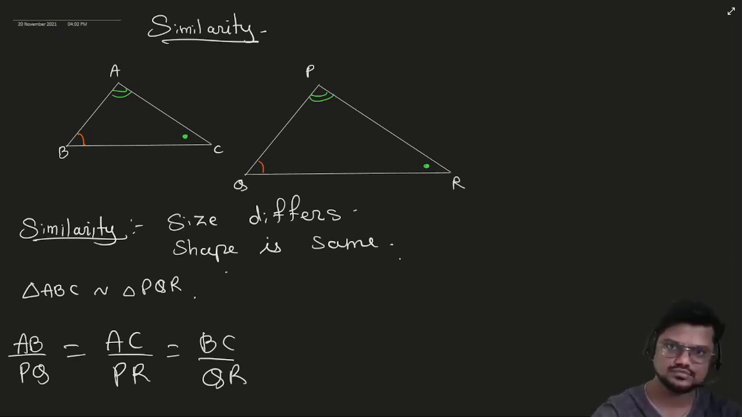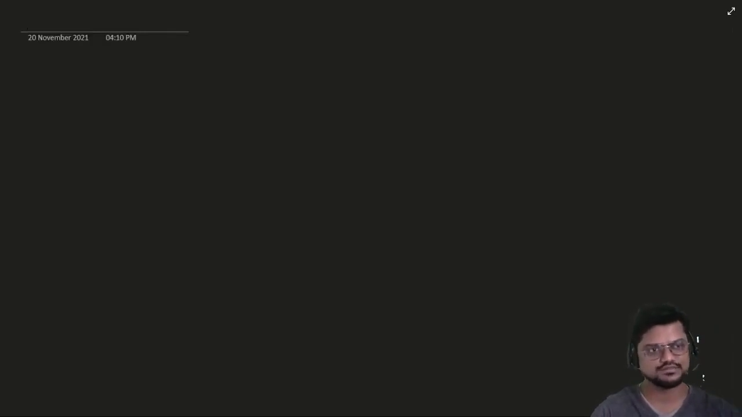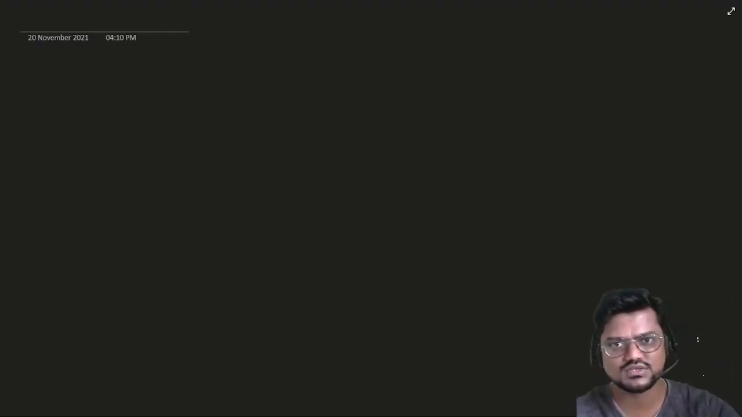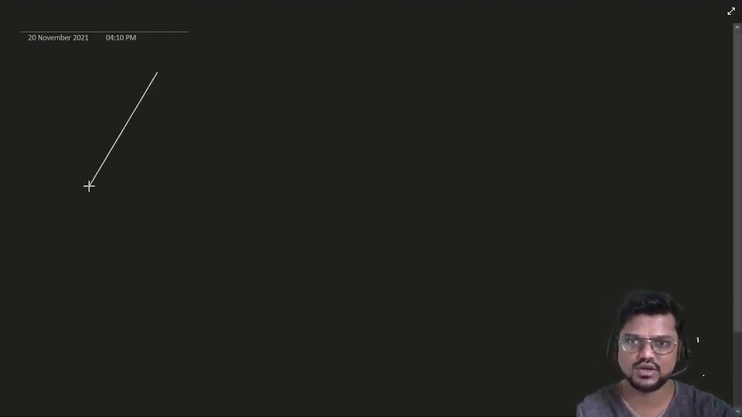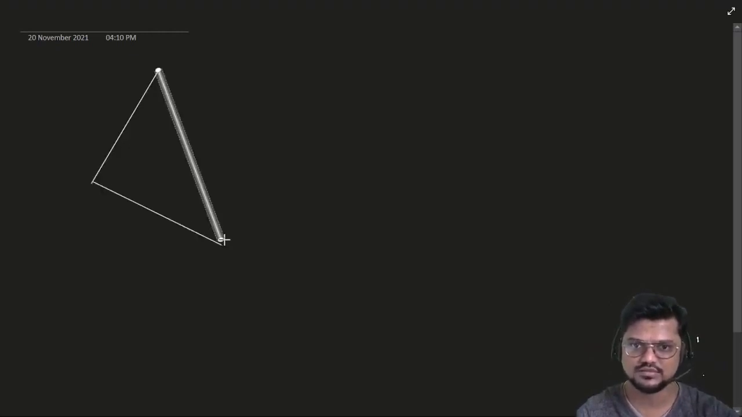And when will two triangles be similar? First let us also understand when two triangles will be said to be similar. When at least two angles are equal, then also we can say that the third angle will be equal. Why will the third angle be equal? If I draw two triangles like this, this is one triangle.